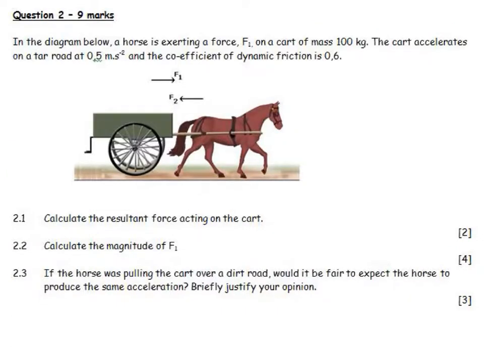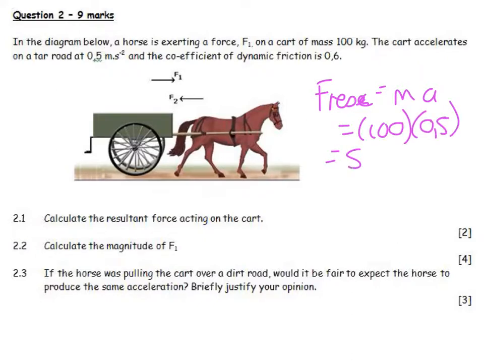Diagram below shows a horse exerting a force on a cart. The cart accelerates on the tar road and the coefficient of dynamic friction is given. Calculate the resultant force acting on the cart. Force resultant is just equal to mass times acceleration. We've got 100, we know it's accelerating at 0,5. So we get 50 newtons. And ideally you should have said right. I didn't take off a mark there, but it doesn't say the magnitude, it just says the resultant force, so it has a direction associated with it.